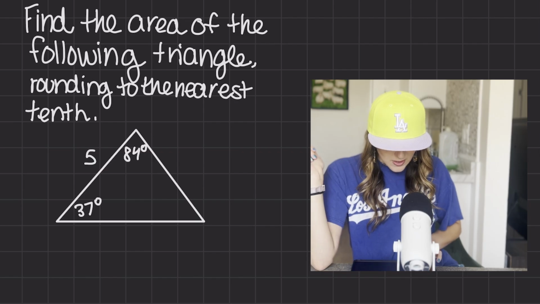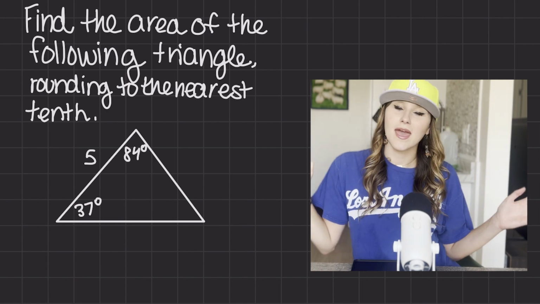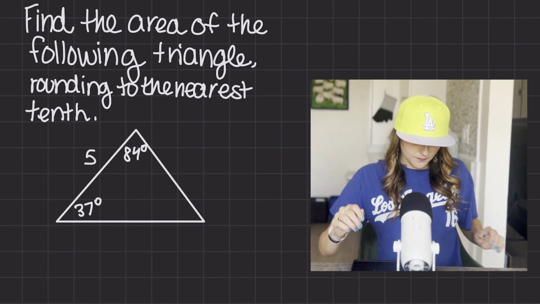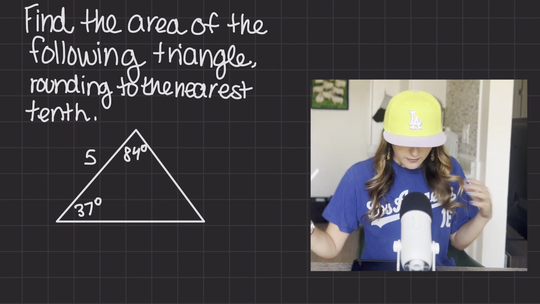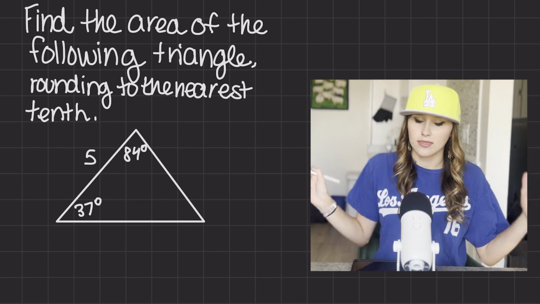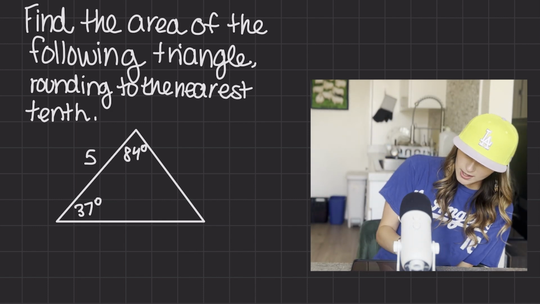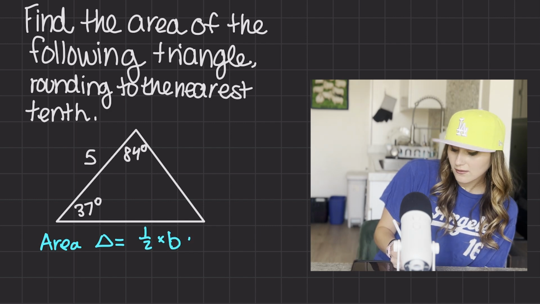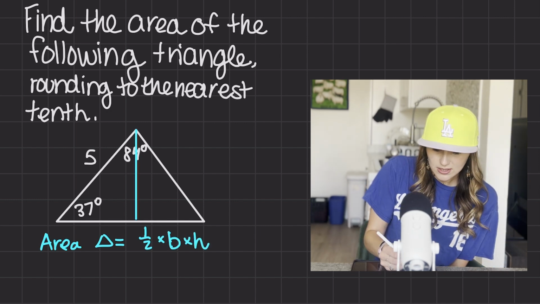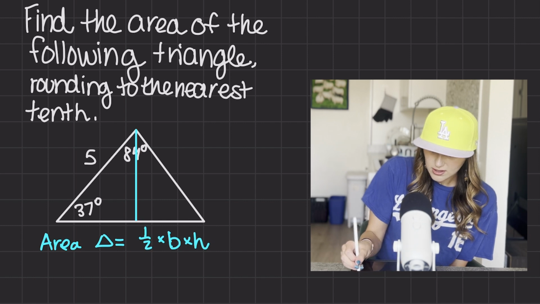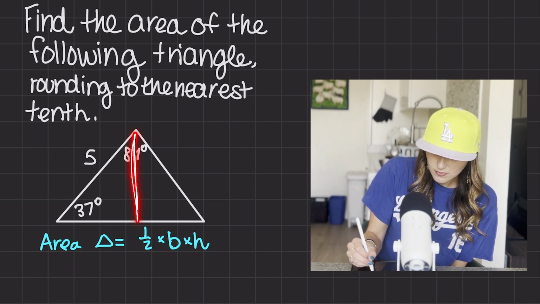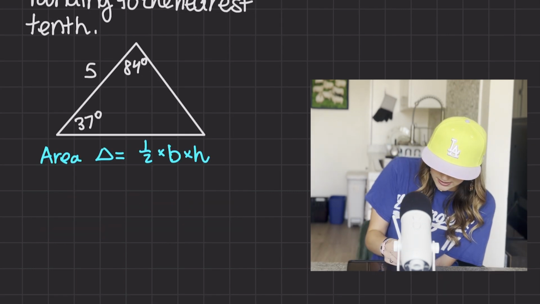Okay. So let's finish off with a harder problem, okay? All right, so find the area of the following triangle, rounding to the nearest tenth. Okay, so what is the area of a triangle? It's 1/2 times the base times the height. Okay, so we need the height and we need the base. So the base is just going to be this one.